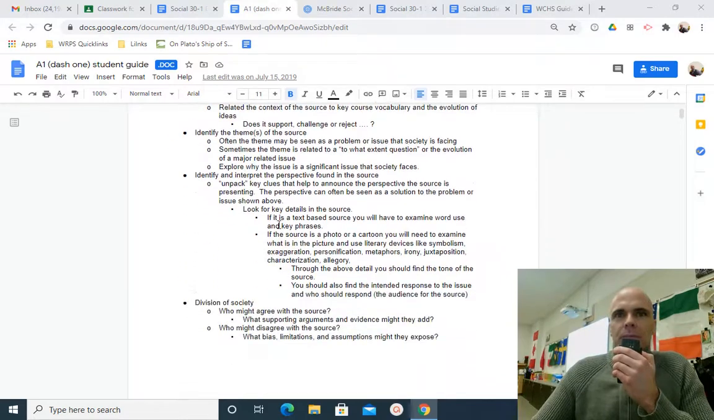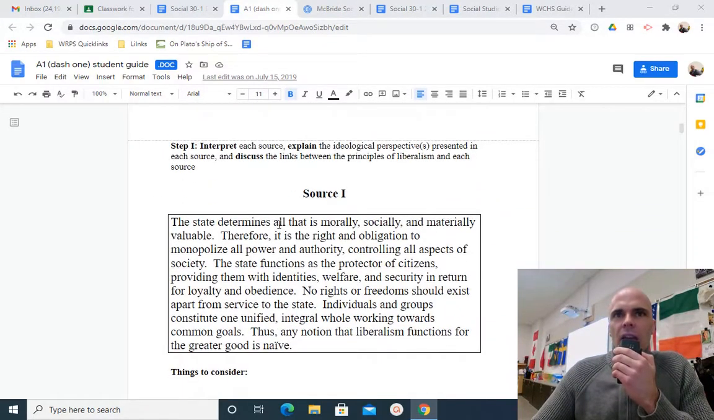So for example, here's an A1 source. The state determines all that is morally, socially, materially valuable, therefore it is the right and obligation to monopolize all power and authority, controlling all aspects of society. The state functions as a protector of citizens, providing them with identities, welfare, and security in return for loyalty and obedience. No rights or freedoms should exist apart from the state. Service to the state, individuals and groups constitute one unified, integral whole working towards common goods. Thus, any notion that liberalism functions for the greater good is naive.